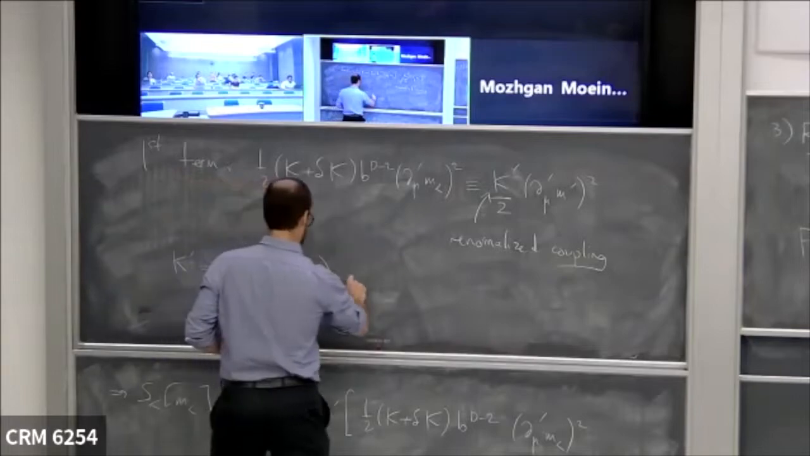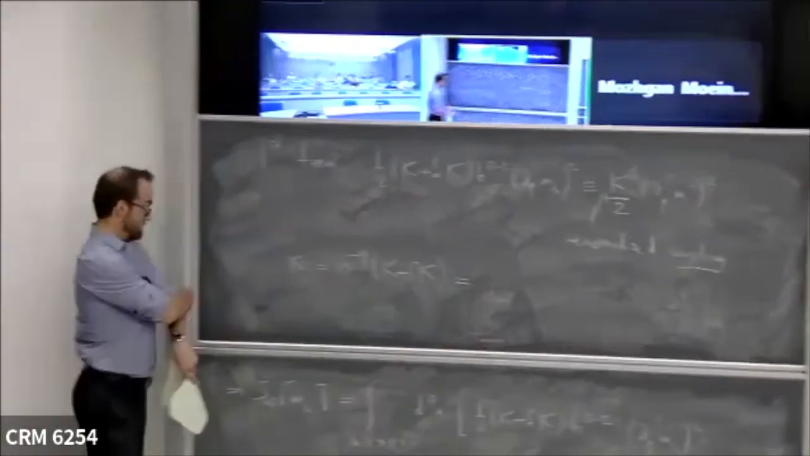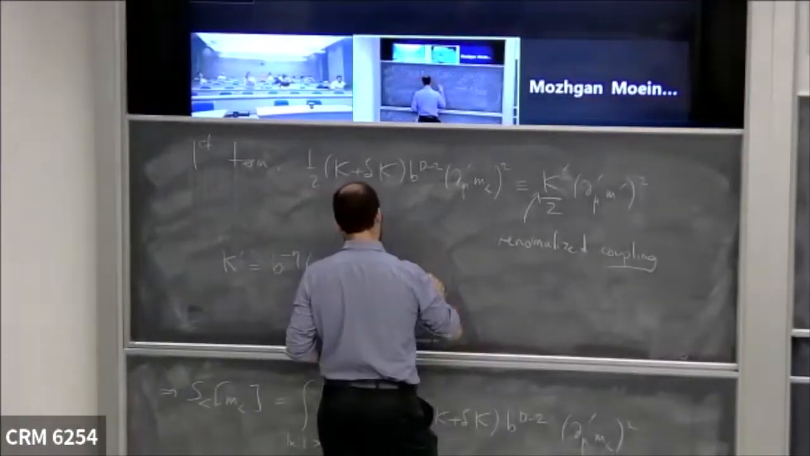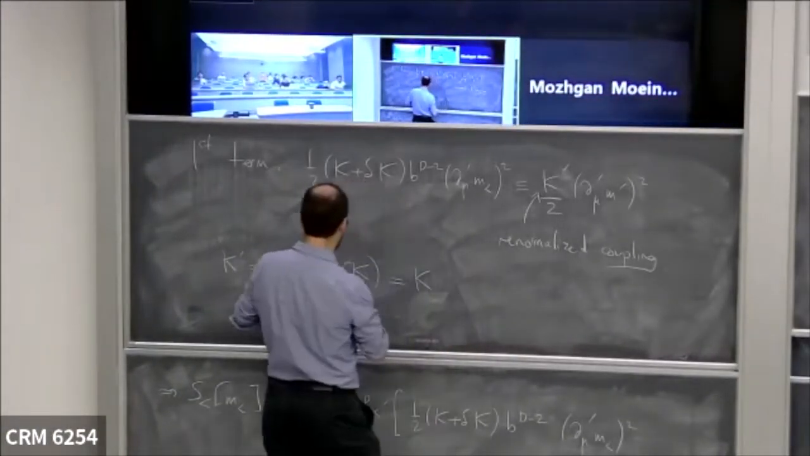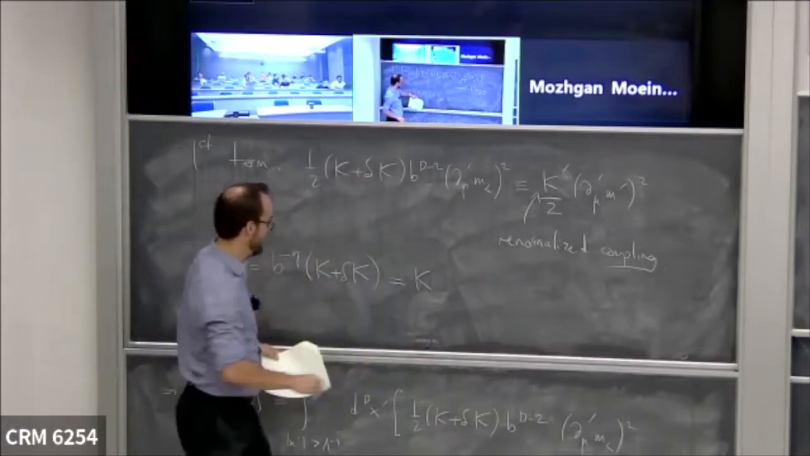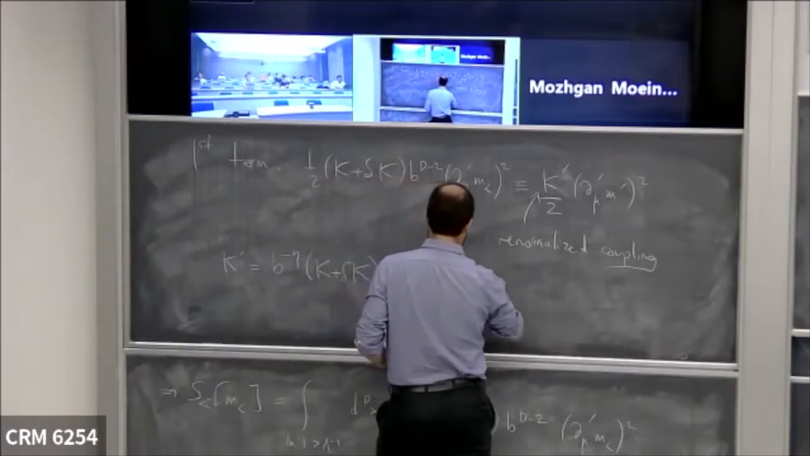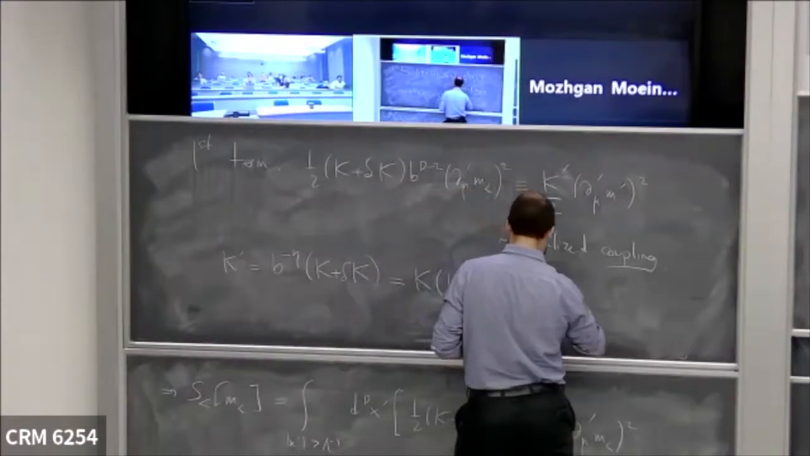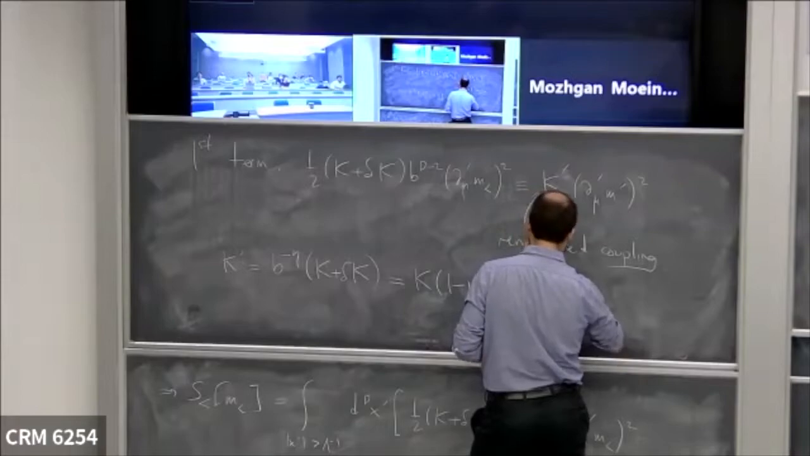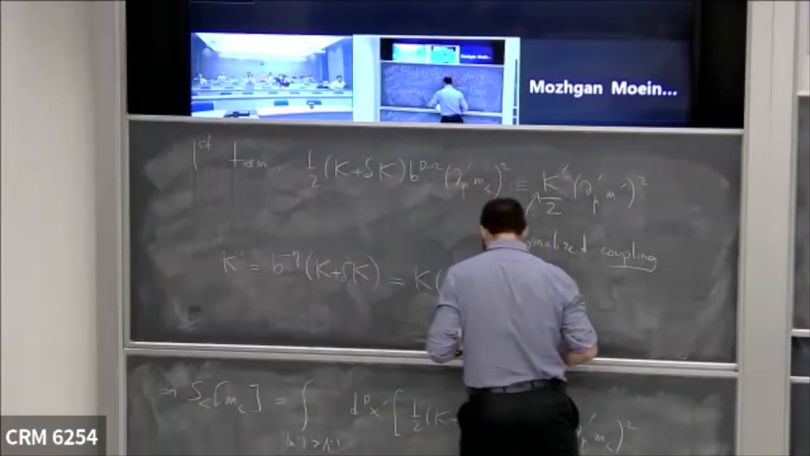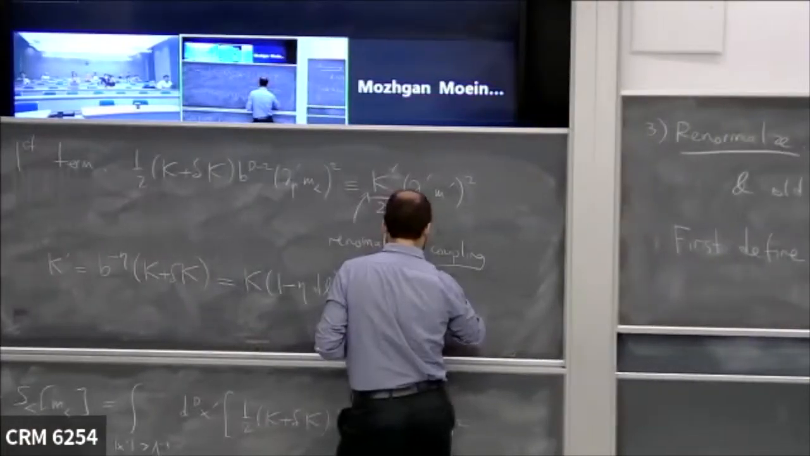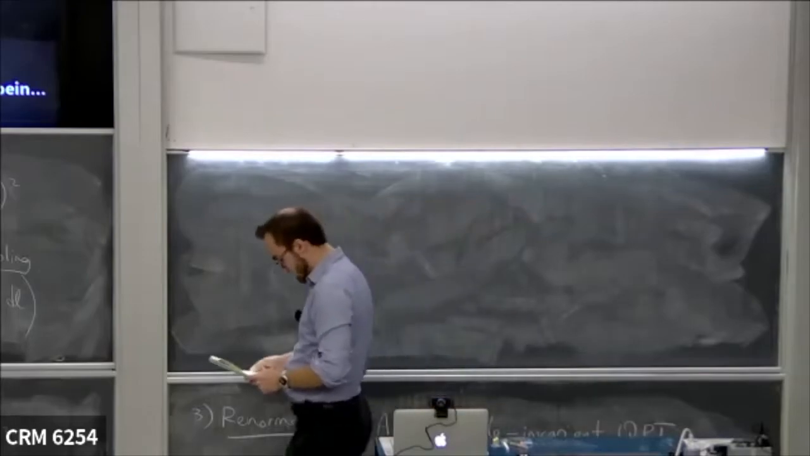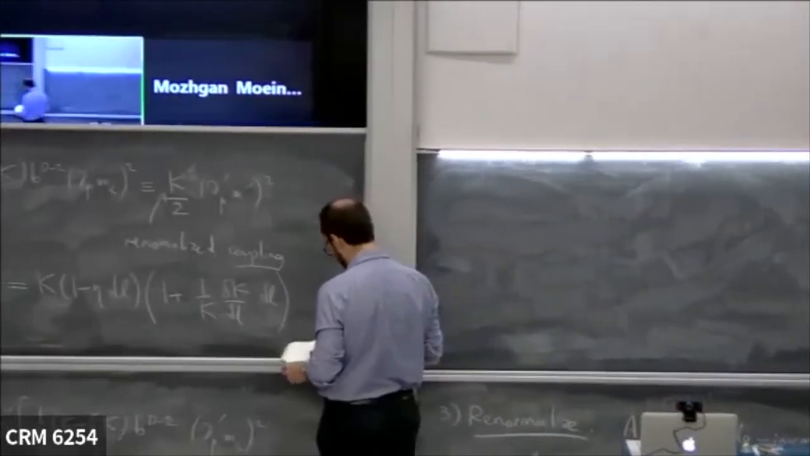Okay, so remember that b is 1 plus dl, where dl is some infinitesimal. So I expand everything to leading order in the thickness of that shell, in the dl. Likewise, I'll pull out a factor of K. So I get K times 1 minus eta dl, and then 1 plus, okay, pulled out a factor of K, and then this delta K, I'll write it as delta K over dl times dl. So I again expand this to linear order in dl.